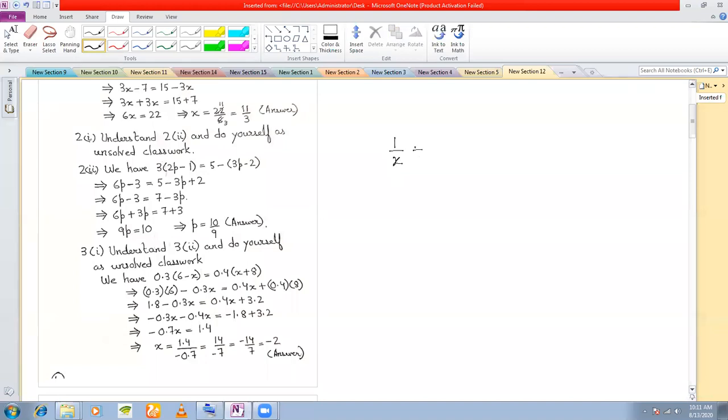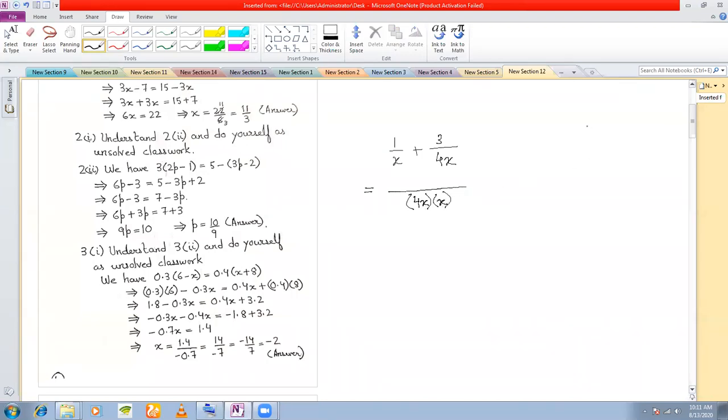Suppose I have 1 by x plus 1 by x minus 3. Or let me take a simpler example first, then I'll give you a different example. Let's instead of 1, take this as 3 divided by 4x. Suppose I have to take the LCM of this. Since x is an unknown, we multiply these two. The LCM would always be 4x into x.